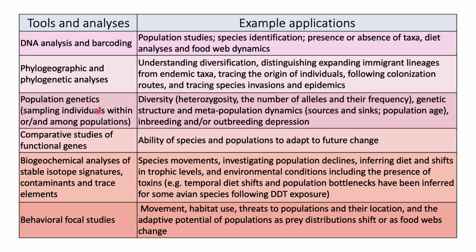Then there is also population genetics, comparative studies of functional genes, biogeochemical analysis of stable isotope signatures, contaminant and trace element analysis. This is very important because this helps in understanding species movement, investigating population decline, inferring diet and shift in trophic level, and environmental conditions including the presence of toxins, because these are very crucial. They exert a negative effect on the plant growth. For example, temporal diet shift and population bottlenecks have been inferred for some avian species following DDT exposure.